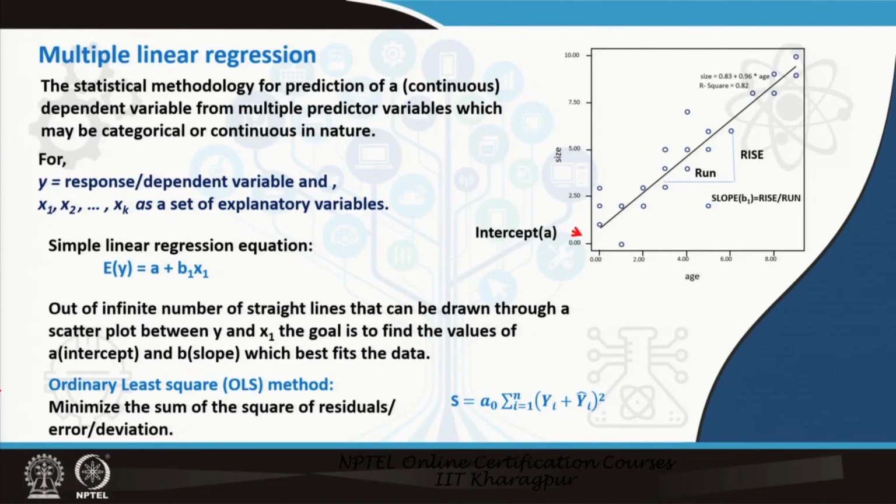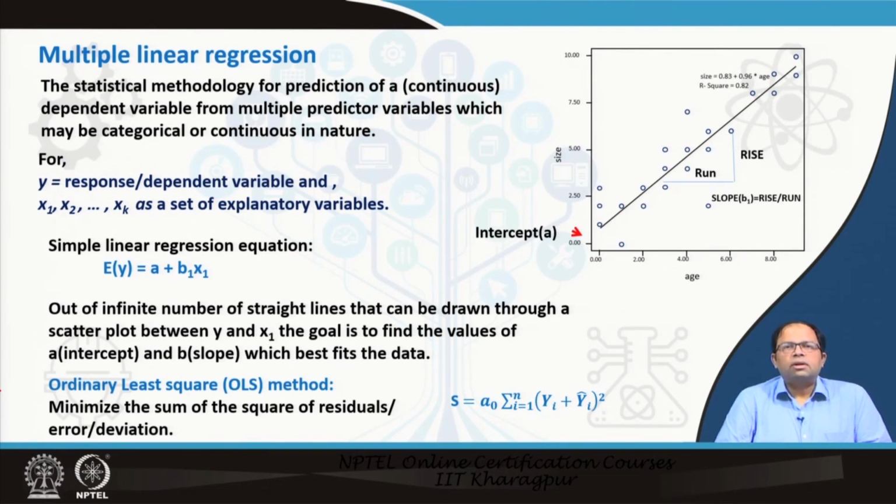So, when we talk about multiple linear regression, it's a statistical methodology for prediction of a continuous dependent variable from multiple predictor variables, which may be categorical or continuous in nature. For example, if y is the response or dependent variable and x1, x2 to xk are a set of explanatory variables, a simple linear regression equation would look like E(y) equal to a plus b1 x1 if I take only one variable. But if I take multiple variables, then it will include a plus b1 x1 plus b2 x2 plus b3 x3 and so on.